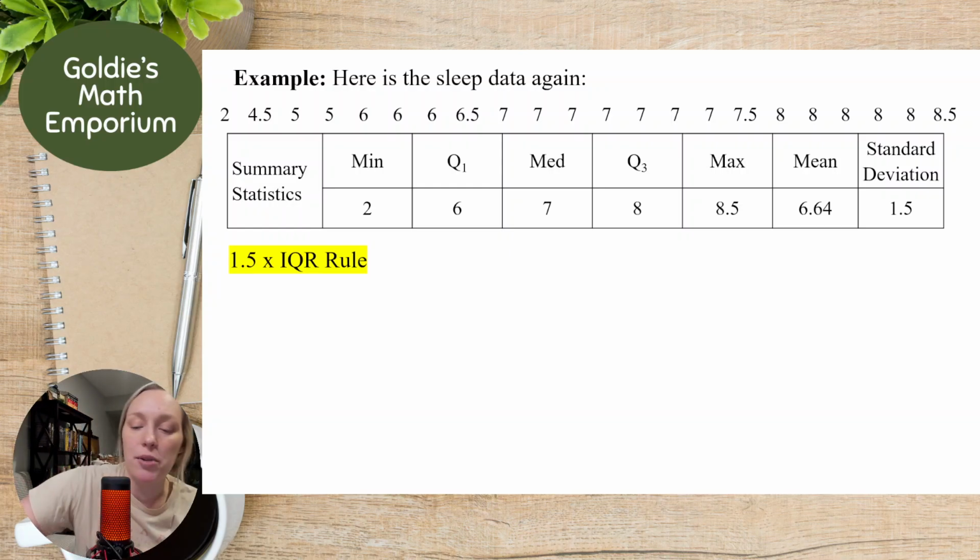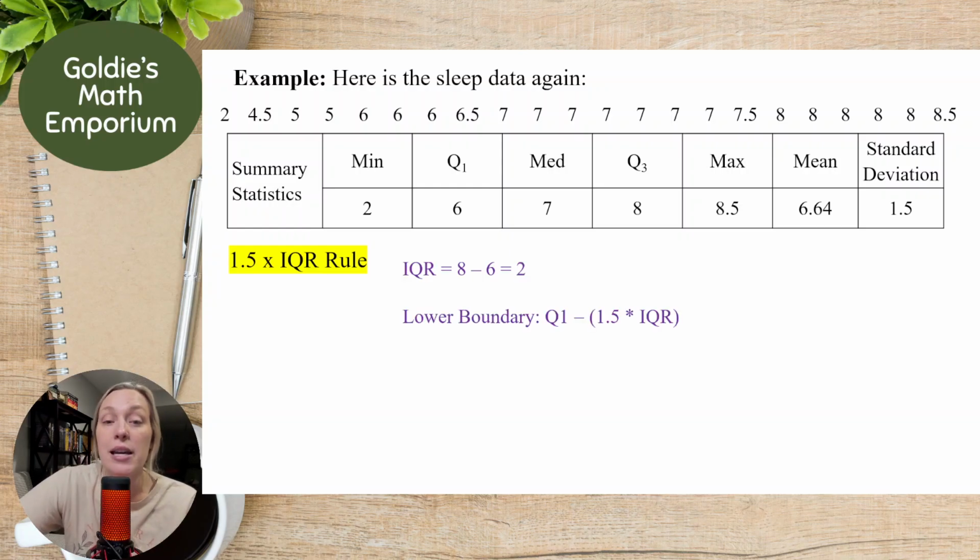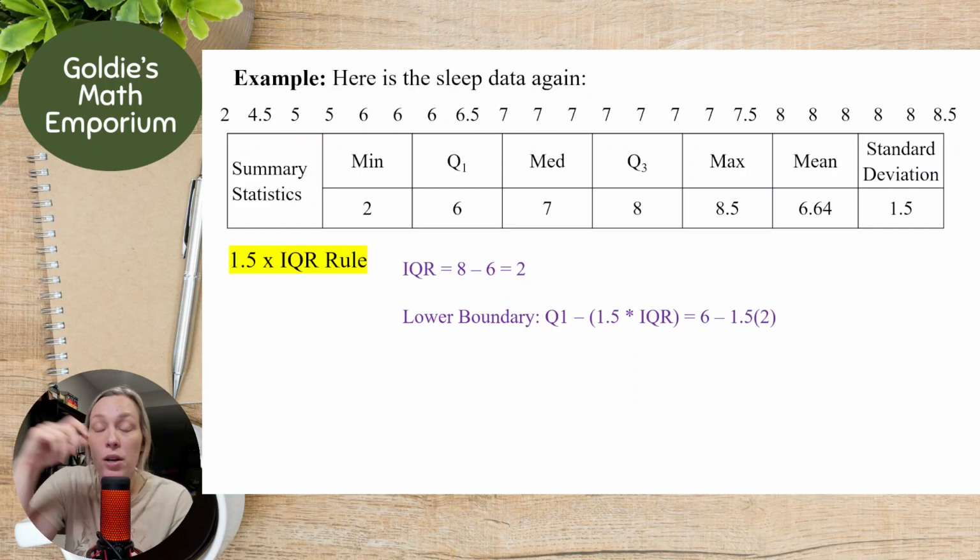1.5 times IQR rule. Here's how I would do it. I would find the IQR, which we know is 2, right? 8 minus 6 is 2. Then I would find my lower boundary, and here's the formula that I would use. I would take Q1, which is 6, and subtract 1.5 times my IQR, which is 2. So 1.5 times 2 is 3. 6 minus 3 is 3. Okay, so my lower boundary is 3.